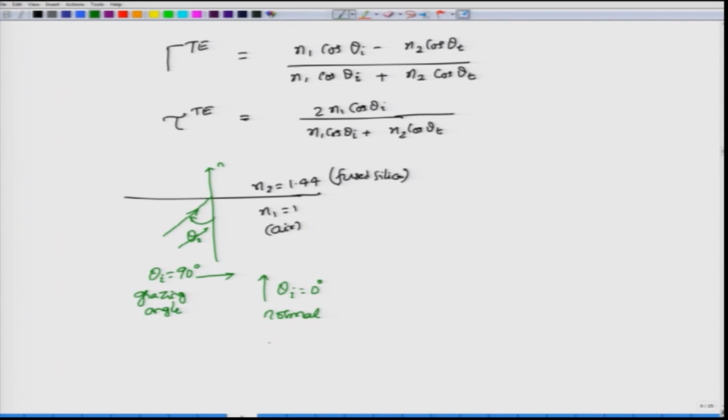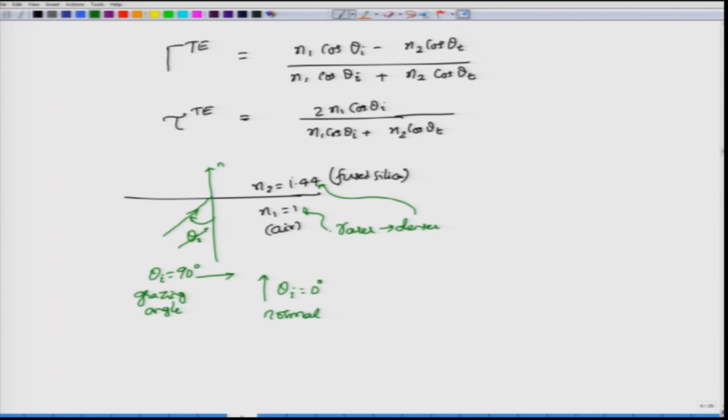Now, this is a case which we normally call optically rarer to denser medium reflection or refraction. What does rarer to denser mean here? Rarer means the refractive index is smaller compared to the refractive index of the second medium. So, amongst these two media, n1 which is equal to 1 is lesser than 1.44, so clearly air is a rarer medium while this is a denser medium.